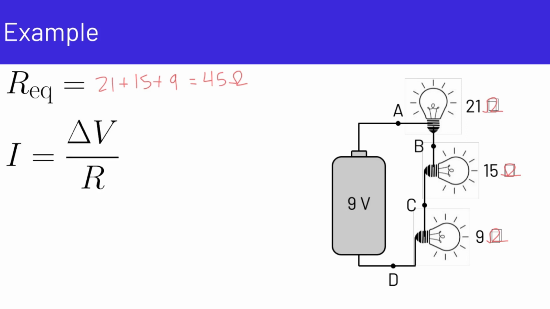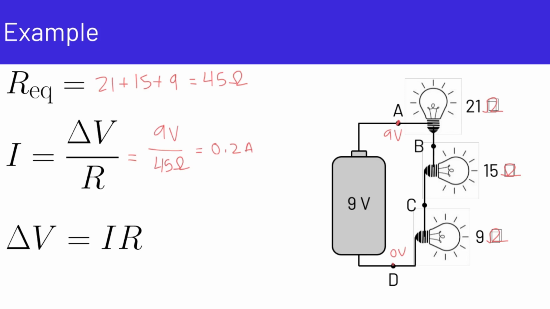Next, we're going to calculate the current for this circuit. Our delta V for this circuit is 9 volts. If we started at point A, we'd have 9 volts, and as we go through the entire circuit, we would be down to 0 volts. So our delta V is 9 volts, our equivalent resistance is 45 ohms, and so our current for this circuit is 0.2 amps.